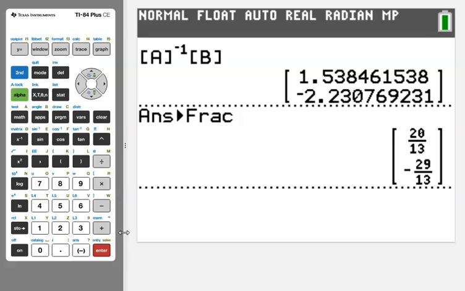So remember, the best way to learn how to use your calculator is to practice. So until we meet again, practice, practice, practice.